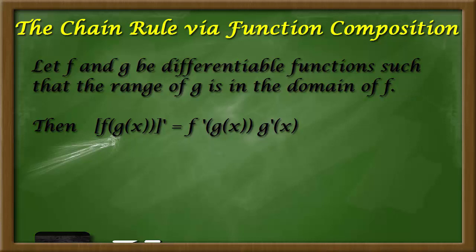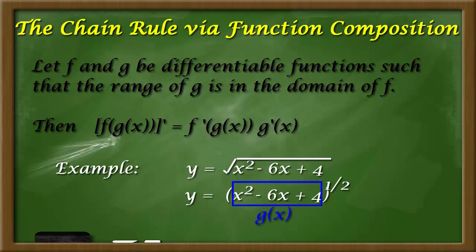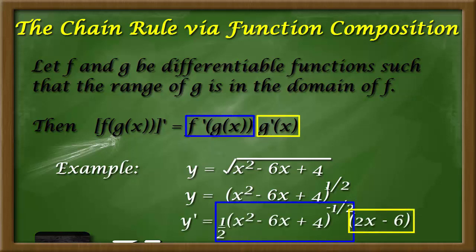To reinforce this, let's consider the example y equals the square root of x squared minus 6x plus 4. We rewrite the radical as an exponent, so we have y equals (x squared minus 6x plus 4) to the half. Then y prime is half times (x squared minus 6x plus 4) to the negative half times (2x minus 6).